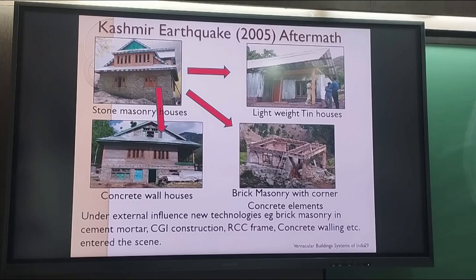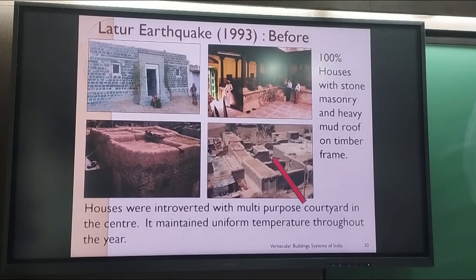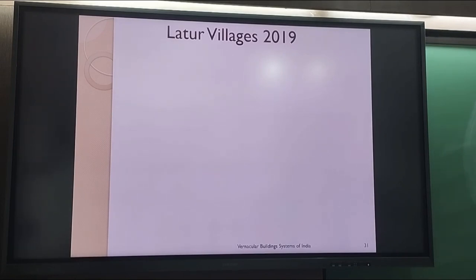All right. So the external influence of new technologies like brick masonry, cement mortar, CGI, RCC, all these things have entered the scene in Kashmir after 2005. Whereas before that, and this is a fast change. Latur, before 1993, before the earthquake, we had stone houses, we talked about it. Absolutely 100% of houses were made of stone and heavy mud roof on timber. And it had the introverted plan, where you don't open up outside, you're inside. So anyway, these were really fantastic for the weather. But then came the earthquake and a lot of things changed.